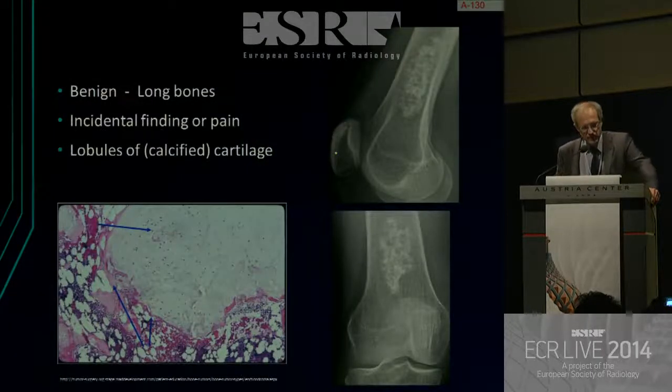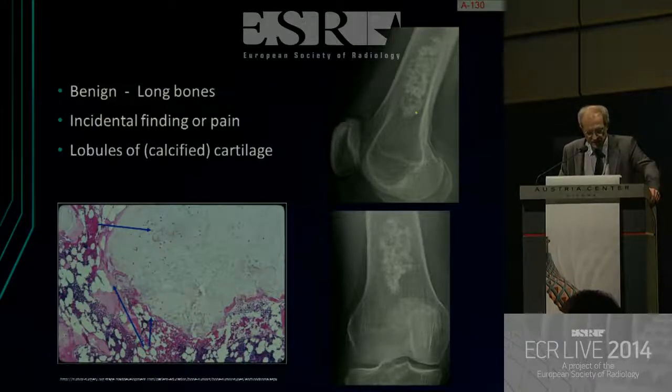Let's start with the first one. It's a benign lesion, frequently occurs in the long bones, incidental finding. Sometimes patients present with pain and they are consisting of calcified cartilage. So the name is enchondroma.